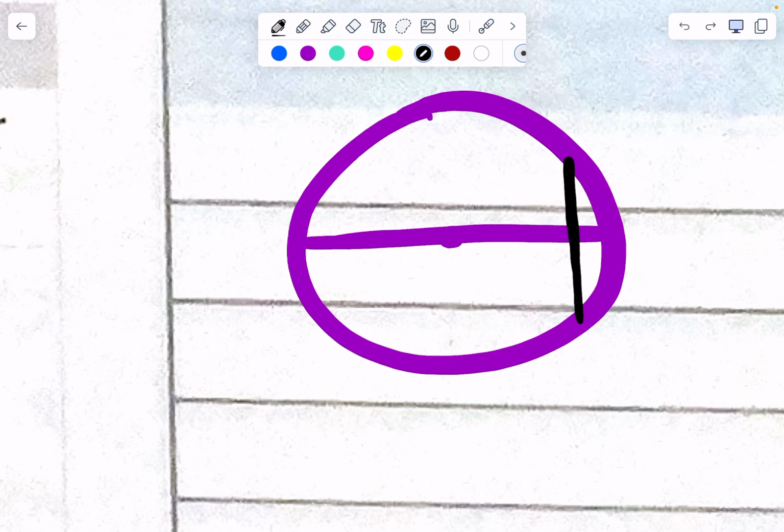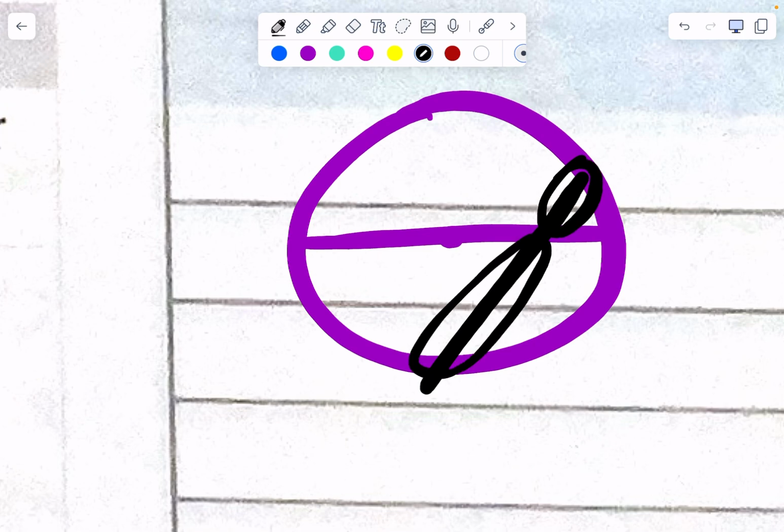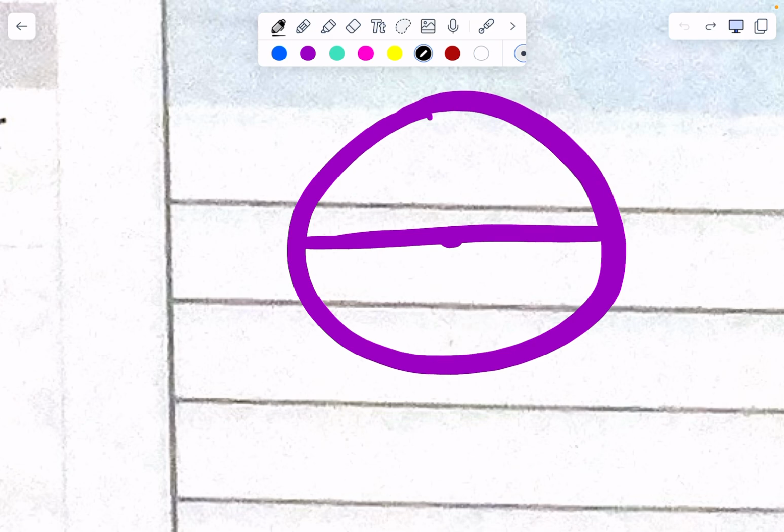Now let me show you what it looks like with not a 90-degree angle. Is this the same as that? No. When it's not a perfect T, a perfect 90-degree angle, it's not going to split it in half. True? Okay? All right, so be careful of that.